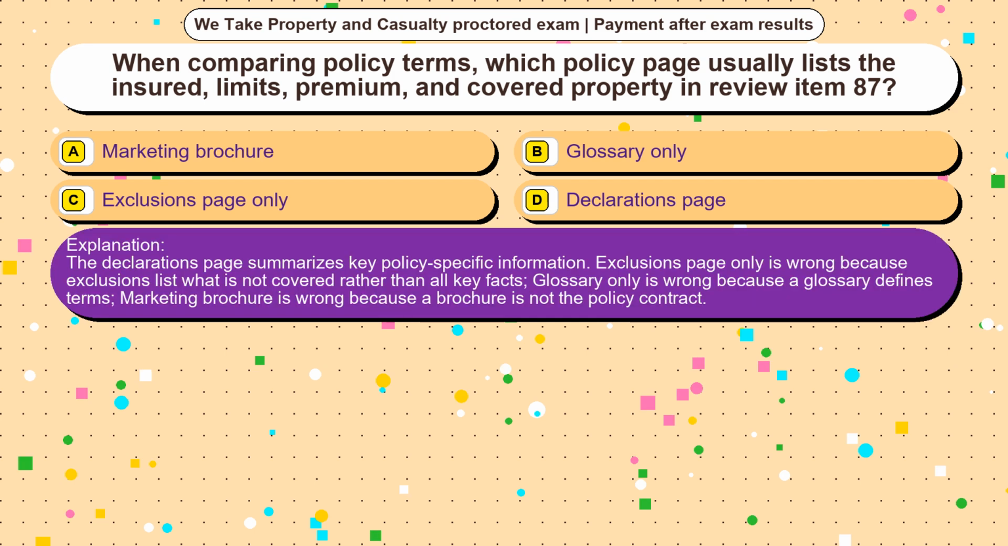The declarations page summarizes key policy-specific information. Exclusions page only is wrong because exclusions list what is not covered rather than all key facts. Glossary only is wrong because a glossary defines terms. Marketing brochure is wrong because a brochure is not the policy contract.